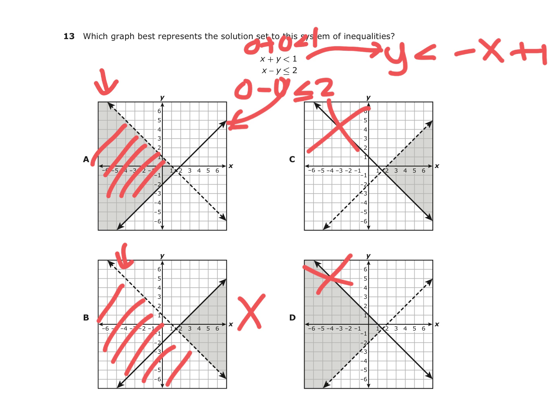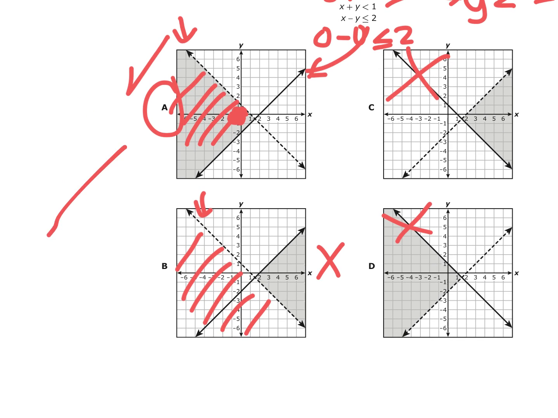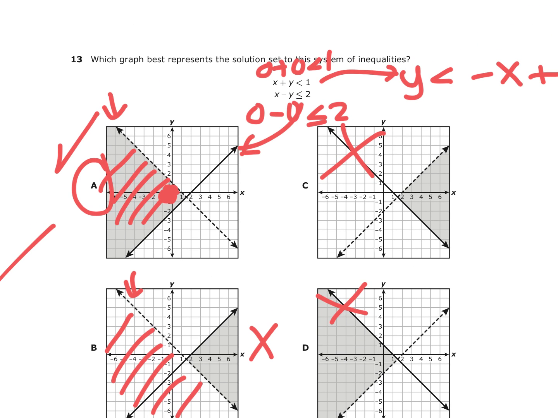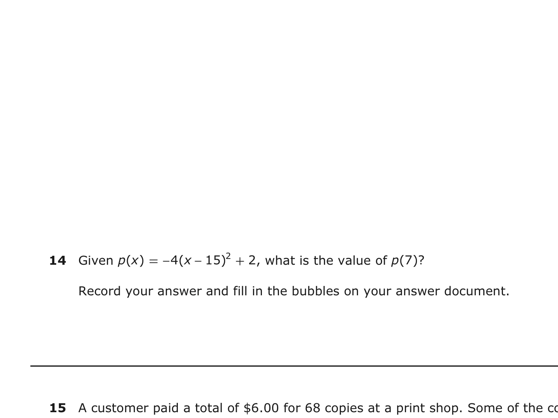So if you pick a point at 0, 0, which is the origin, and plug it into both inequalities, and it's true in both, then that verifies and confirms that for number 13, the answer is A. And we know for sure we got that one right. Okay? So 13 was A.